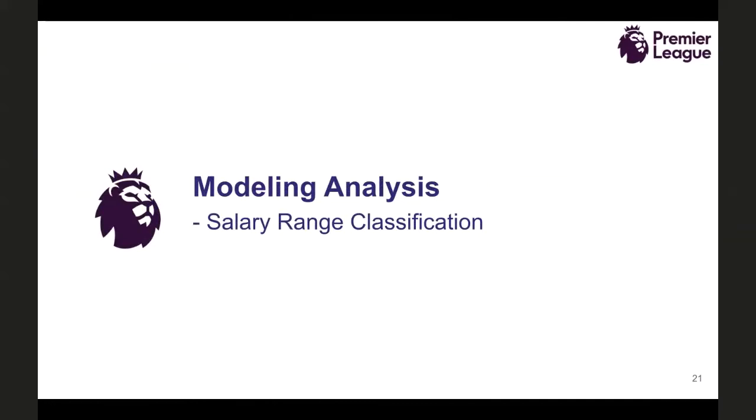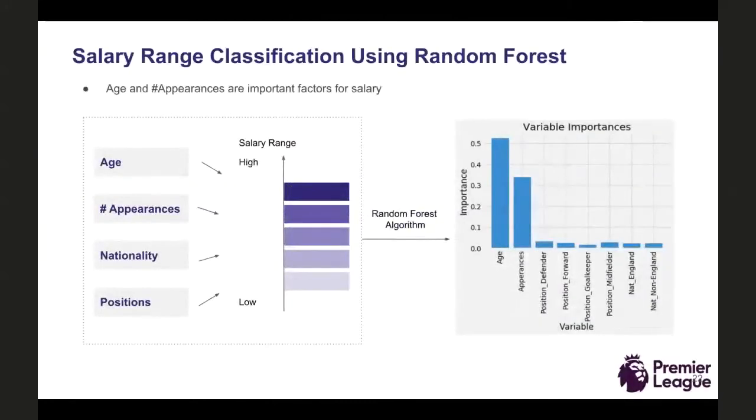Hi, to further unleash the power of the database we have created, we implemented a machine learning algorithm to classify the salary range. This will help the clubs to decide on the salary range whenever they want to recruit a new football player. It is natural to think that the personal information of a footballer, like age, number of appearances, positions, and nationalities, has a relationship with the corresponding salary range of this player.